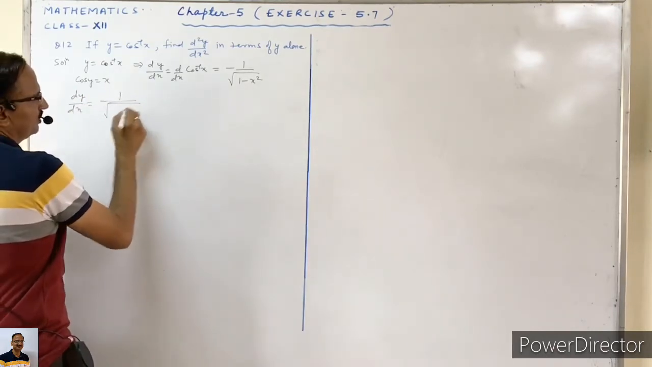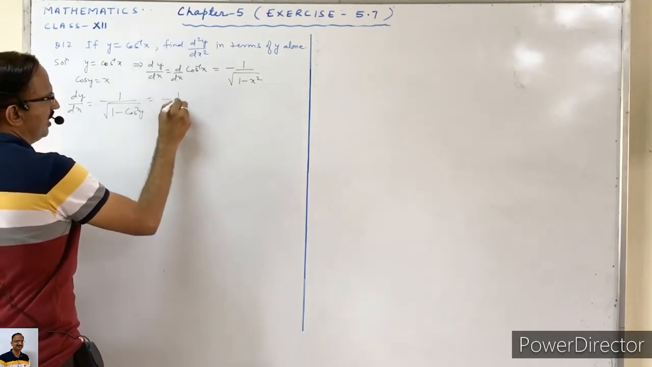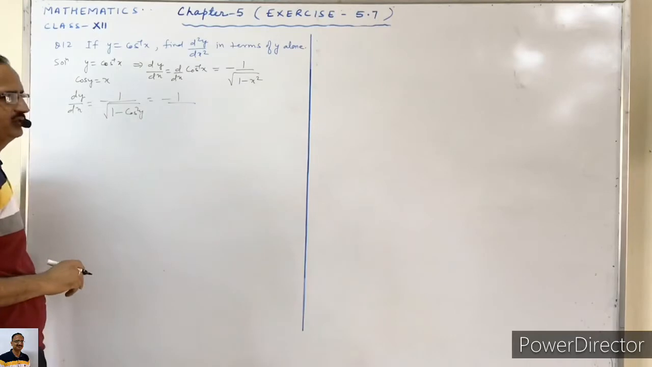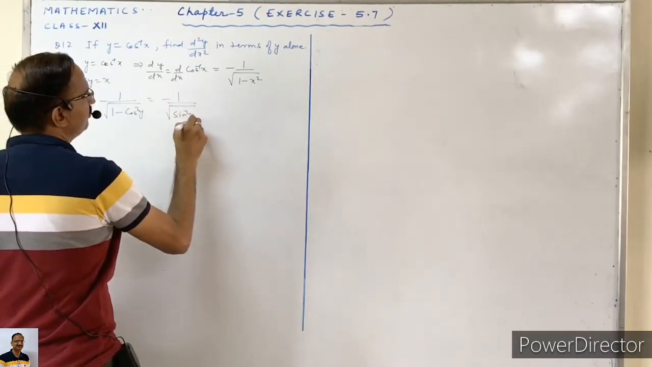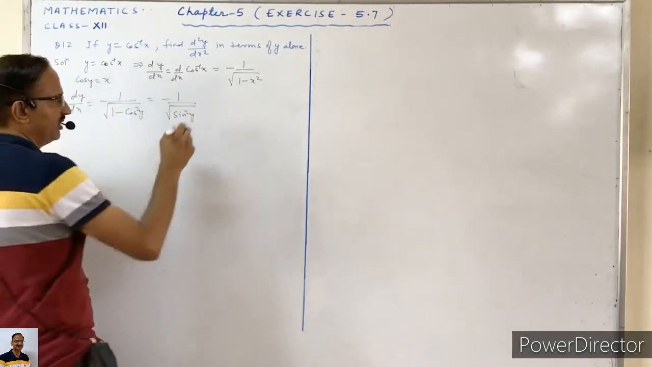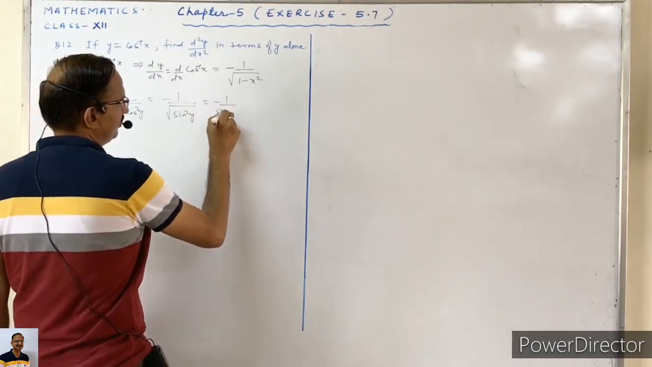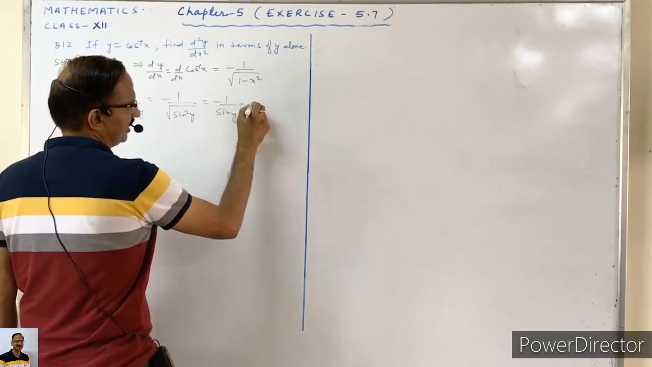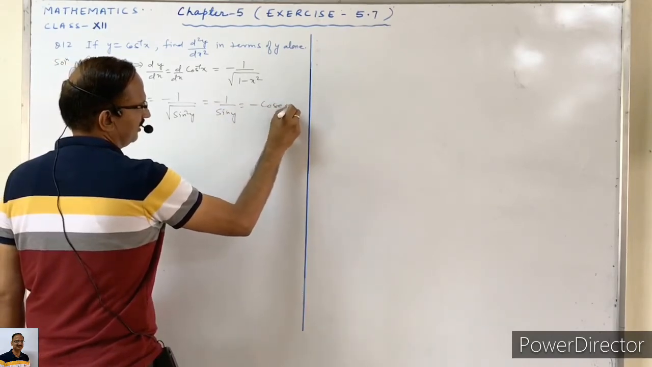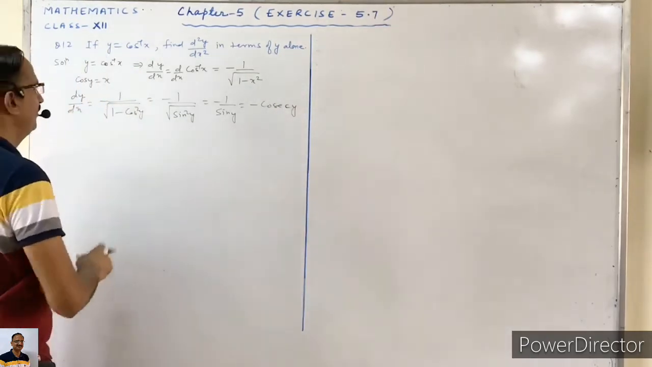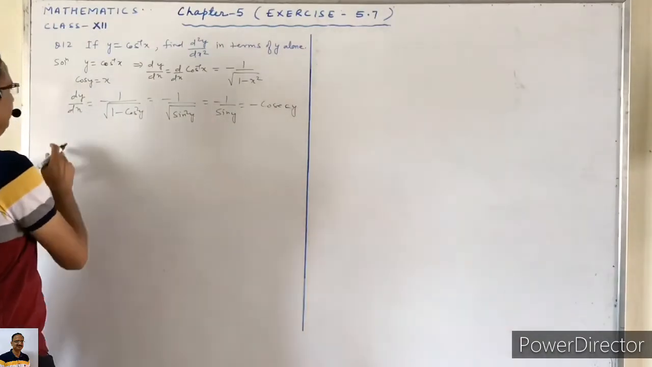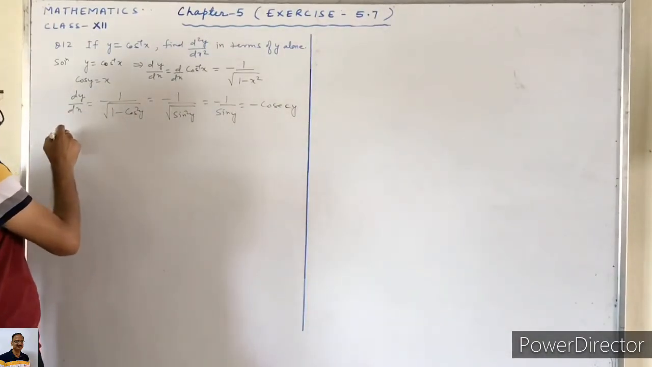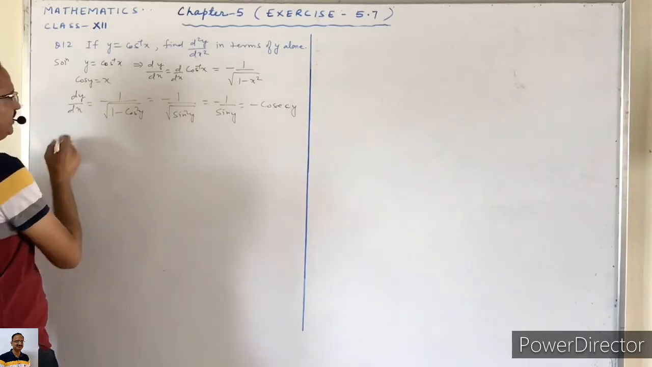So when we put the value of x here, then we will get dy by dx equals to minus 1 upon the square root 1 minus cos square y, and 1 minus cos square y is sin square y. So square and square root cancel out, minus 1 upon sin y, or we can say minus cosec y. So this is the value of dy by dx. Now further we differentiate this both sides with respect to x.